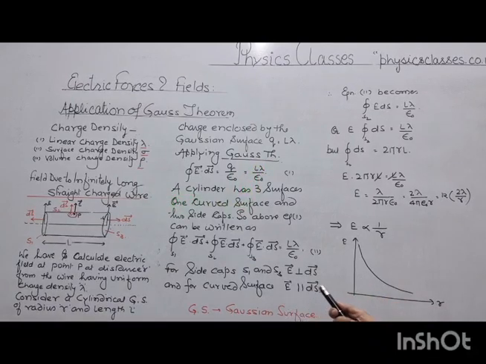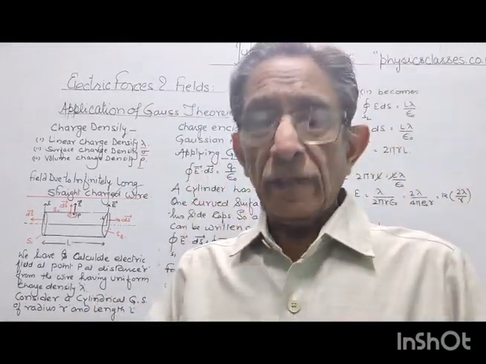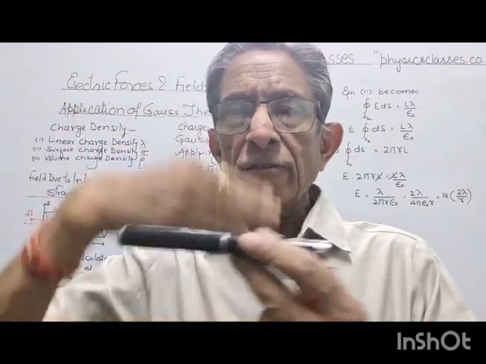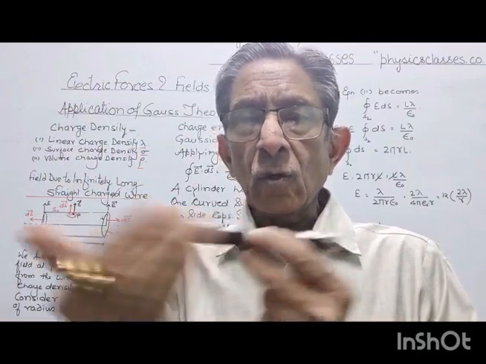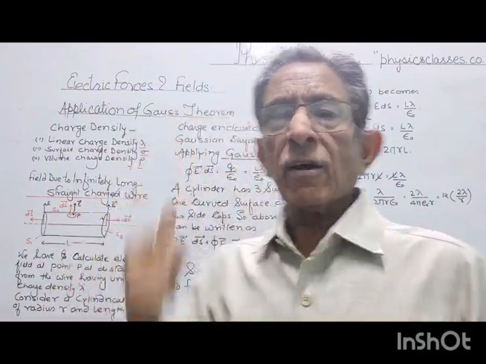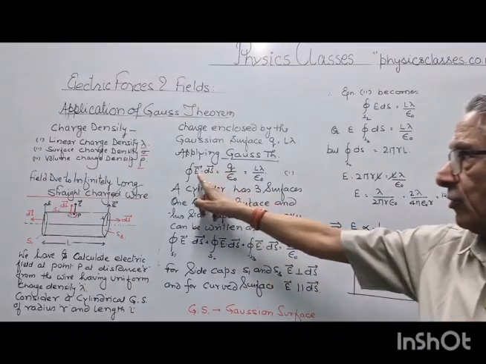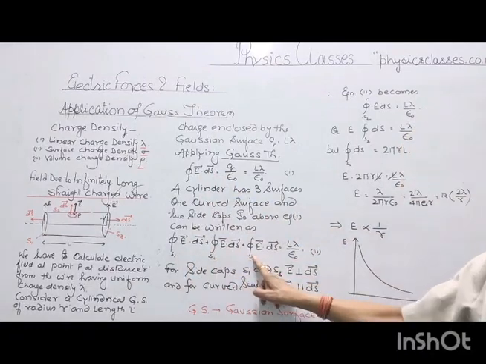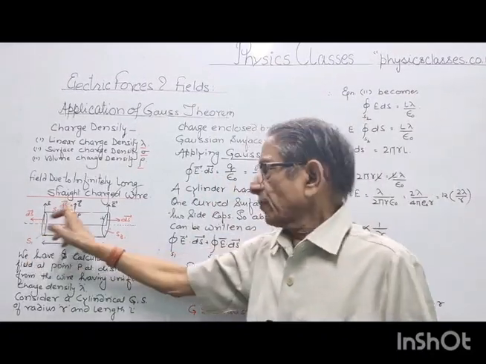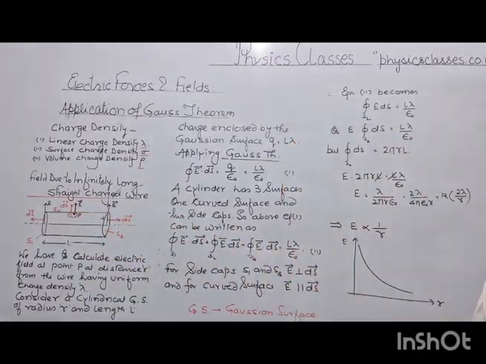Now, a cylinder has what? Three surfaces. There is one curved surface and there are two side caps. So there are three surfaces. I have written this expression in three steps: S1, S2, S3. S1 side cap, S2 curved surface, S3 again side cap.